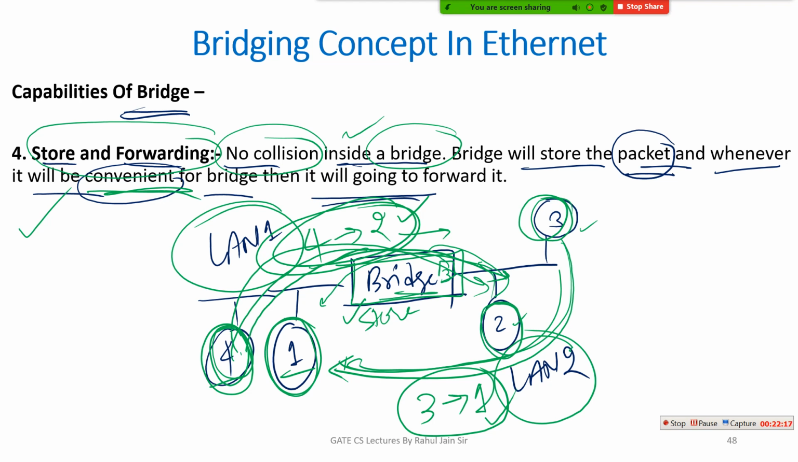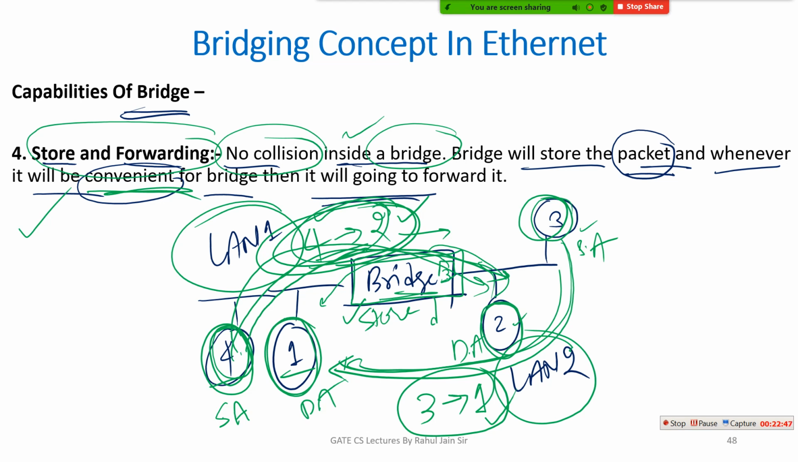In that case, the bridge will store the last arrived packet and it will forward the first arrived packet. Suppose fourth is the source MAC address and second is the destination address for the first packet, and for the second packet the source address is third and the destination address is this one. So it will send the packet from the fourth device to the second device first.